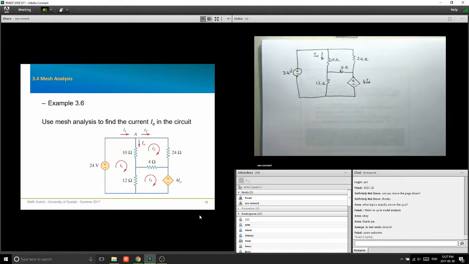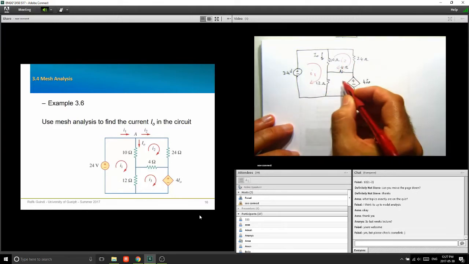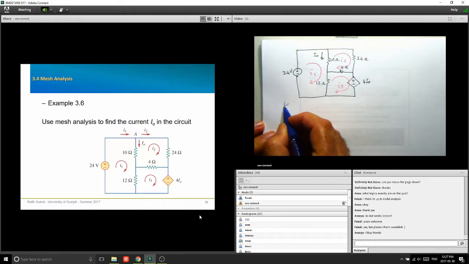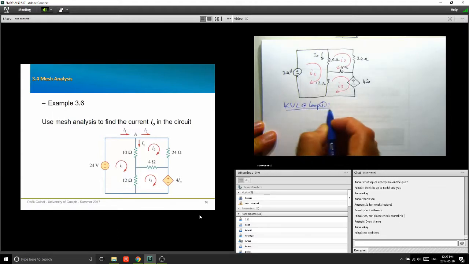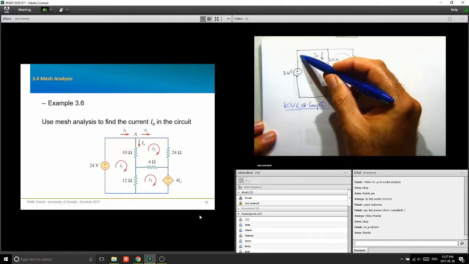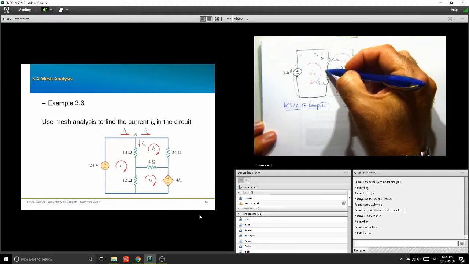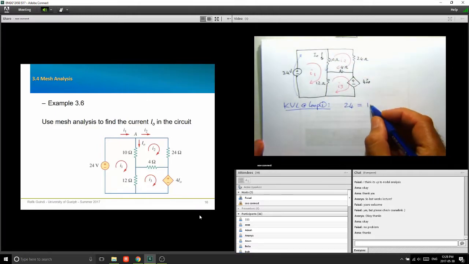Three mesh currents, I1, I2, I3. Let's write 3 KVLs. KVL around loop 1. Start from here. You have voltage rise like that. That's 24 volts. And then you go from here to here. That's a drop, right? Now this drop is equal to 10 I naught. I'm going to write it like that for now.